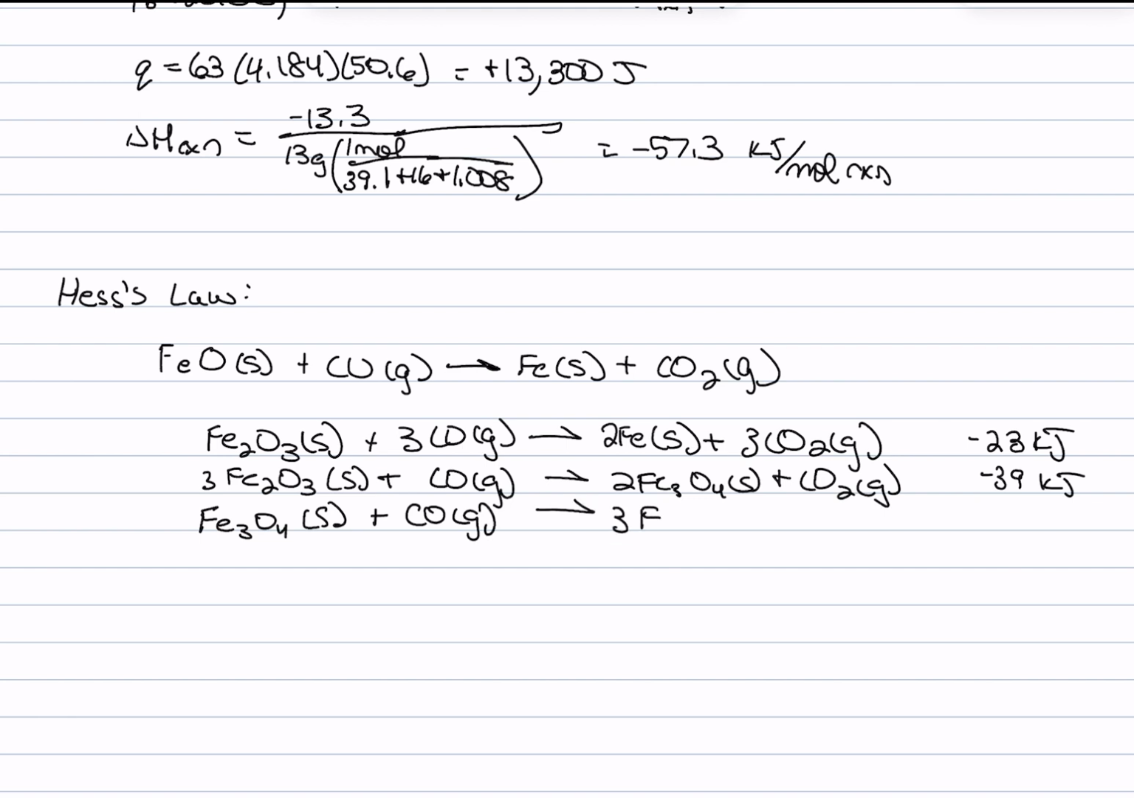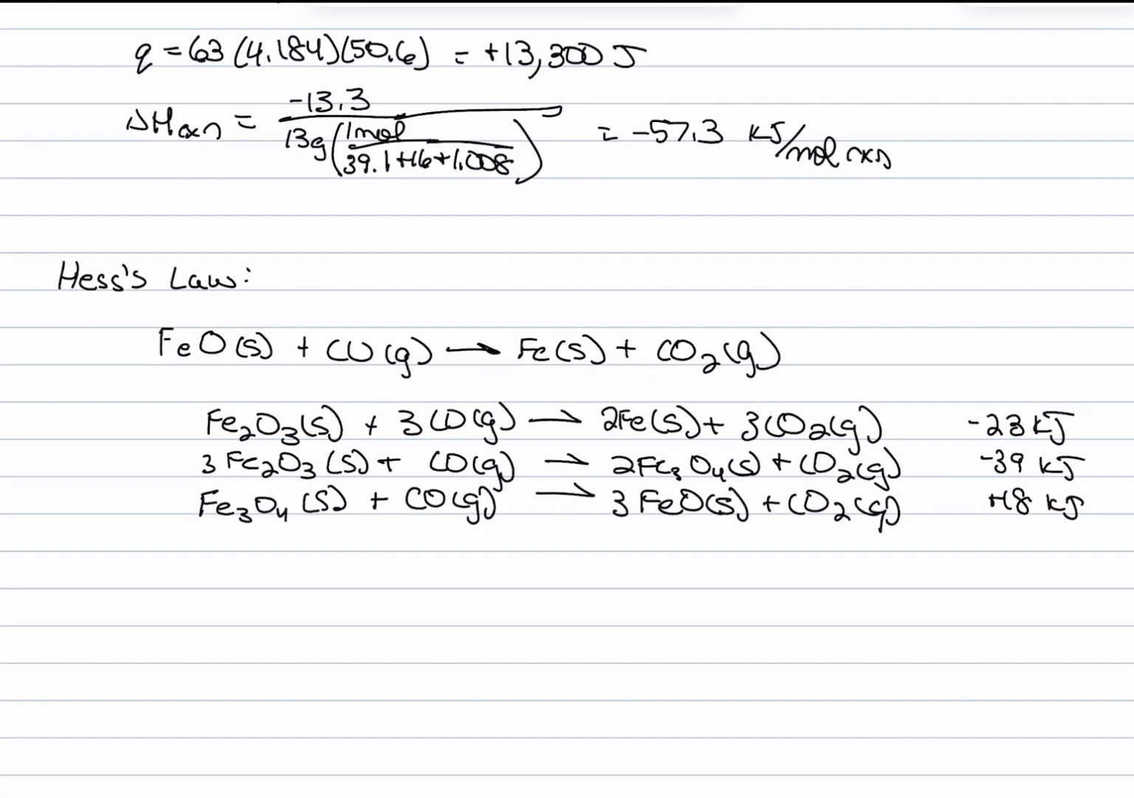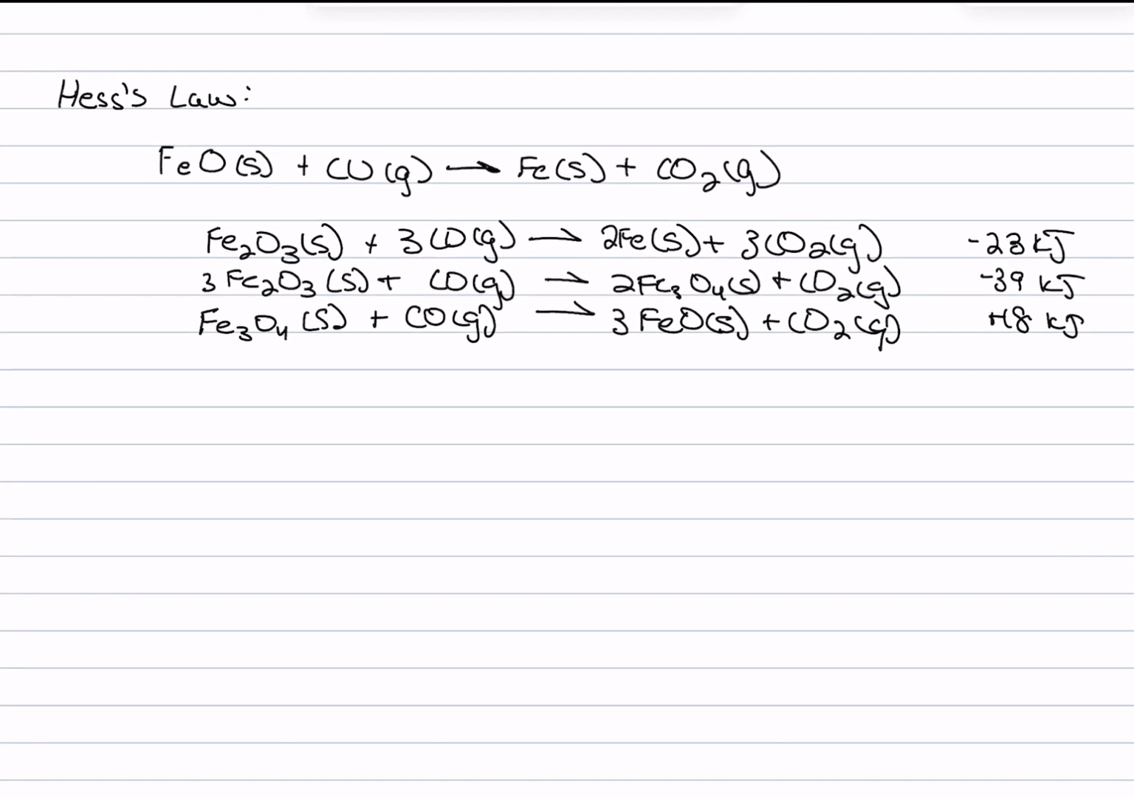And what we need to do is manipulate the 3 reactions that we have known delta H's for in order to reach the reaction that we're looking for, and we need to cancel out any extra terms. So starting off, we see that FeO solid is our first reactant, and that's only in the third reaction. And so we need to flip it since it's on the product side, and because it has a coefficient of 3, we need to divide that by 3.